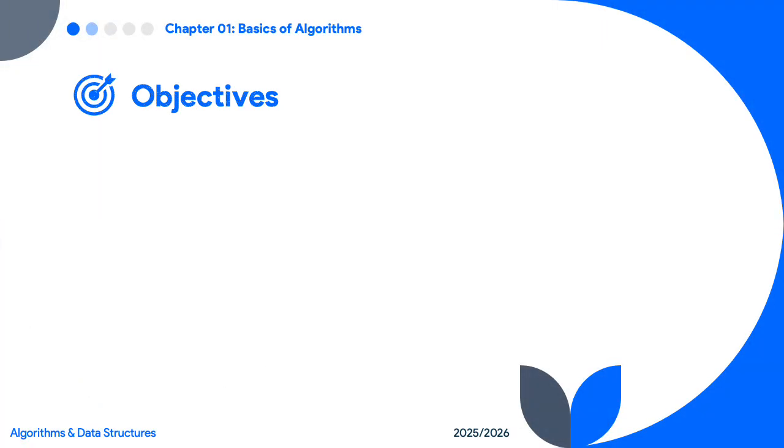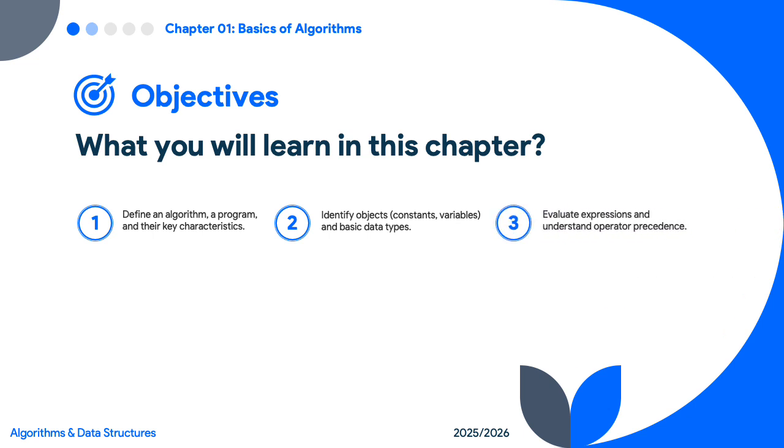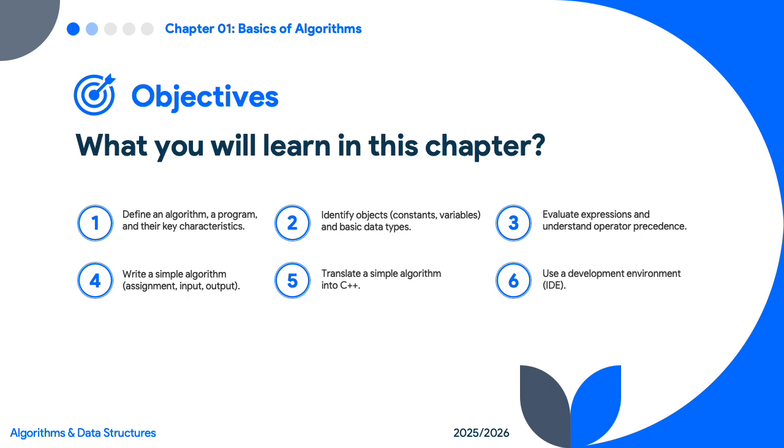By the end of this chapter, you will be able to define an algorithm, a program, and their key characteristics, identify objects like constants, variables, and basic data types, evaluate expressions, and understand operator precedence and priority. Write simple algorithms using some basic operations like assignment, input, and output. Translate a simple algorithm into C++ programming language. And finally, use a development environment, or what we call integrated development environment.